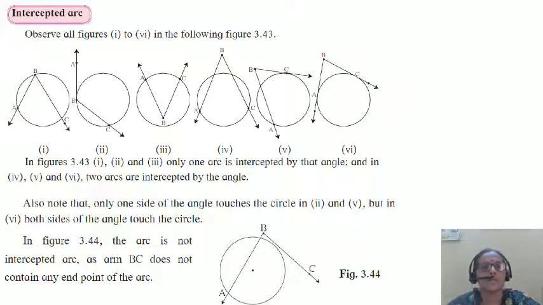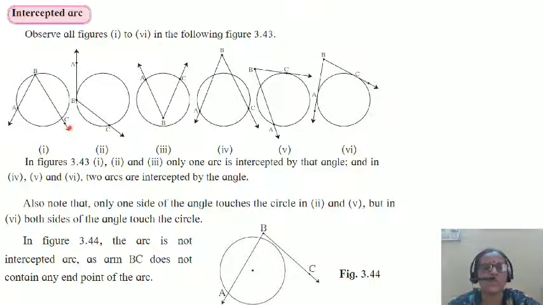Children, let us study the concept of intercepted arc. Observe figure 3.43, which is given over here. One by one, we'll go ahead with the description. Observe first figure. Vertex B lies on the circle. Points A and C are on the circle. Point C is outside the circle. Point A is on the circle. Point C is on arm BC.